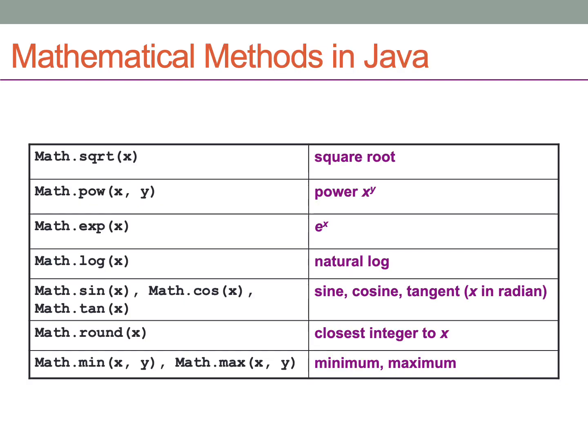Other Math methods in Java, such as square root and power that we have seen before, also include exponential, log, sine, cosine, tangent, finding the minimum and maximum values from two numbers, and many more methods. You can go through the Java API for the full list.